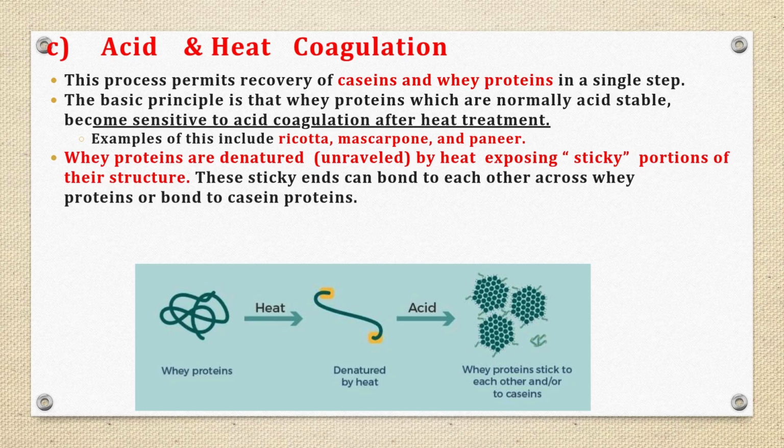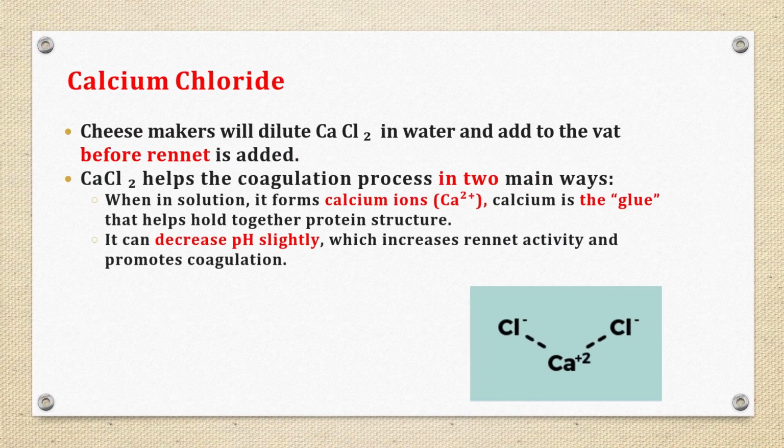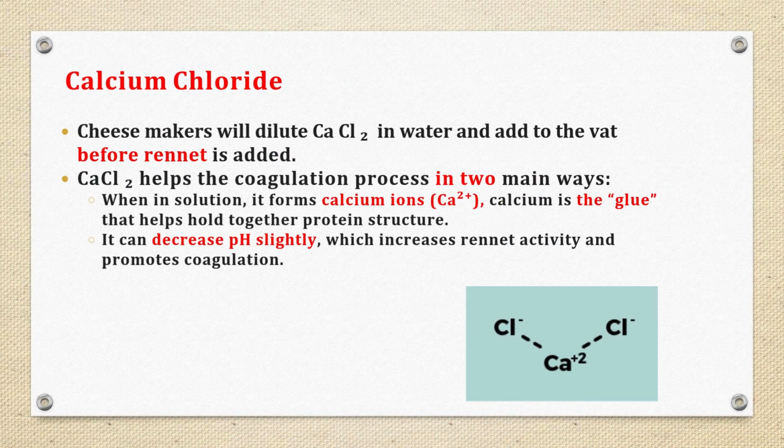Before we move on, there's one more ingredient that plays a supporting role: calcium chloride. Cheesemakers often dilute calcium chloride, or CaCl2, in water and add it to the vat just before the rennet. So how does it help?